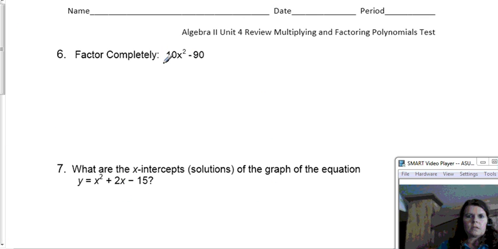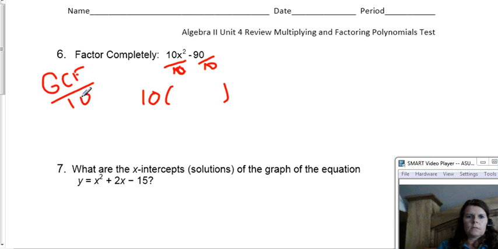Number 6, this is just GCF, take out a 10, divide by the 10. When I talk about GCF, I always talk about taking it out, because we're kind of taking it out front. That's the first step, bring it down, divide by 10, x squared minus 9.